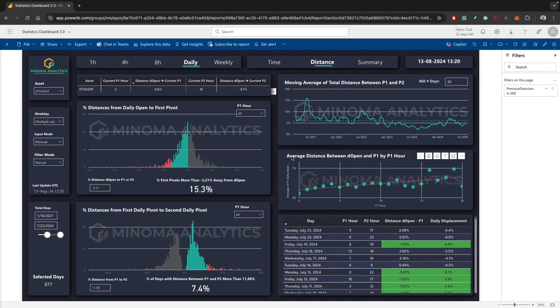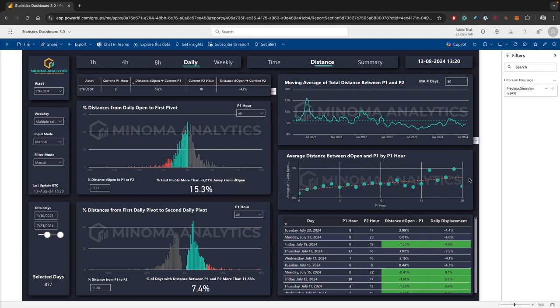With this graph, you see the average distance between daily open and P1 by P1 hours. So that means which hour of the day puts in a P1. We can see here, for example, that the average distance of the daily open to P1 when a P1 is put in during hour 0 is 0.7%. At hour 1, this is already 1.4%. And then you go on and you see, for example, here at hour 12, it's already 3%.